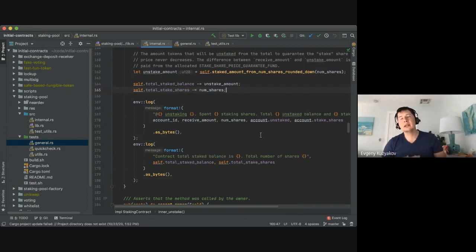So that's pretty much how the staking pool works and how the math works. So we compensate for rounding errors from the fund that we allocated.